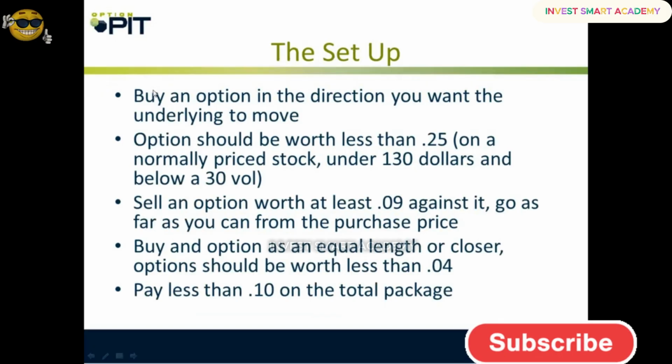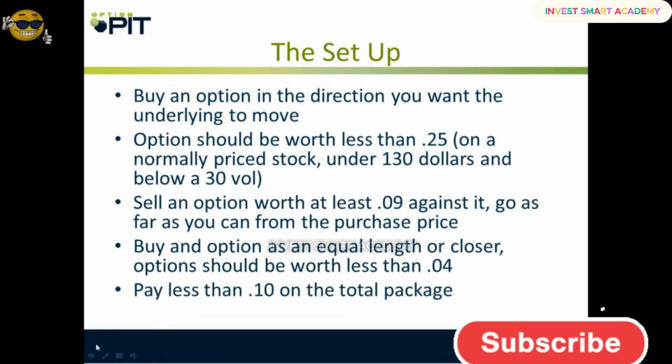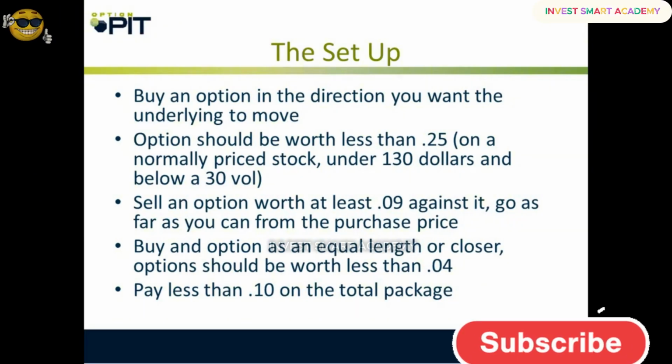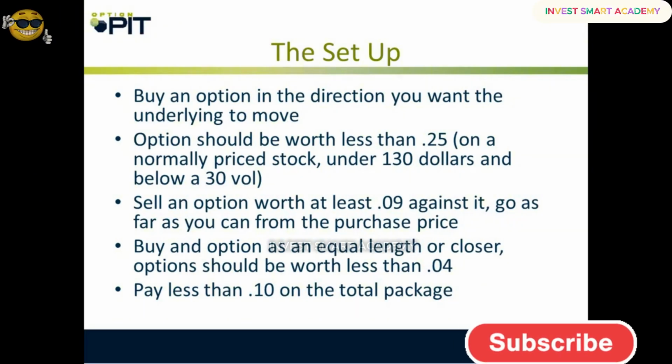All right, so buy an option in the direction you want the underlying to move. The option should be worth less than 25 cents on a normally priced stock, under 130 bucks, below a 30 vol. All right, sell an option worth at least 9 cents against it. Go as far as you can from the purchase price. Buy an option at equal length or closer, worth less than 4 cents. Try and pay less than a dime on the total package.